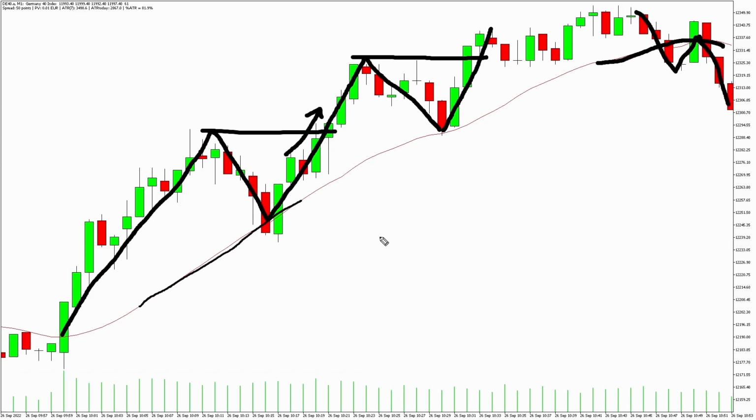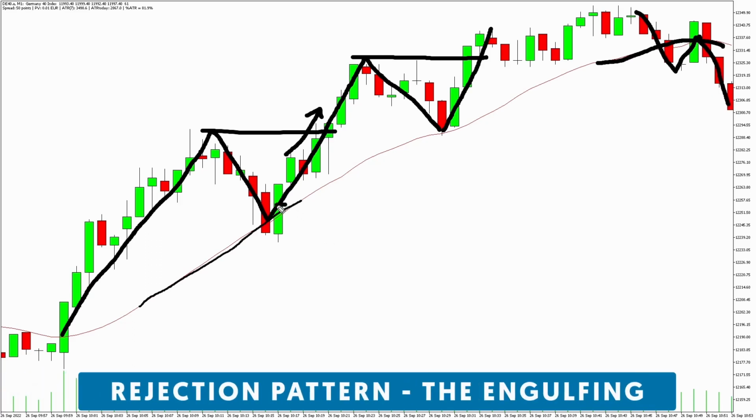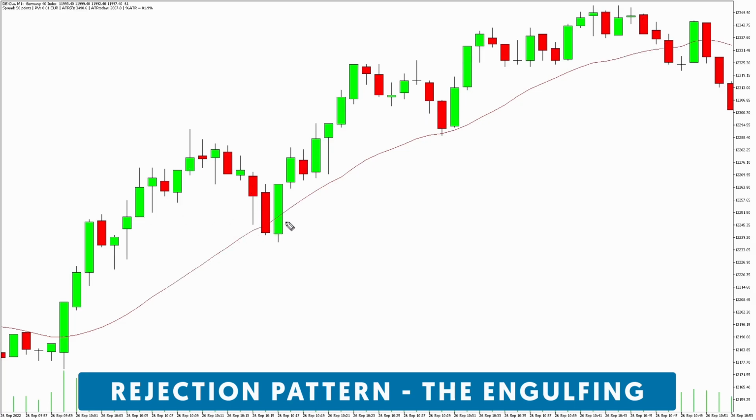Now, what do I expect to see when the price touches the moving average? I want to see some kind of rejection here. I don't want to enter as soon as the price touches the moving average. I want to see here a rejection pattern.